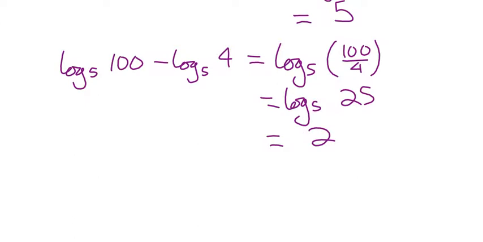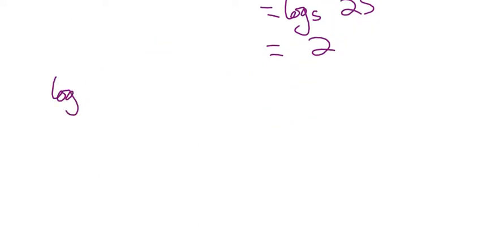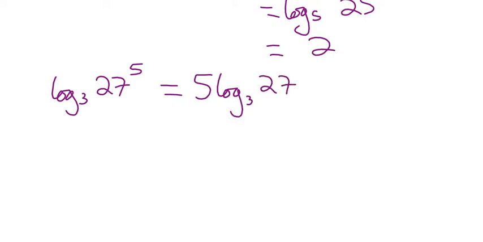Log base 3 of 27 to the power of 5. We could actually work this out, right? Because we know that 27 is a power, and we could do some other manipulation in that. But the easy way to do this is to say, what's that equal to, based on our laws of logs? It's 5 times log base 3 of 27. 3 to the what? What is log base 3 of 27?